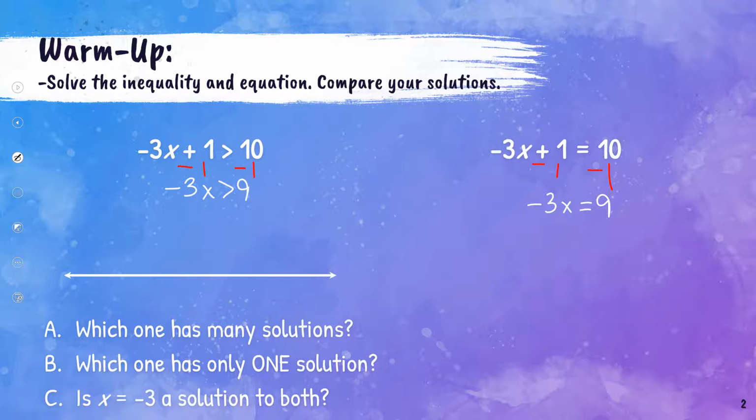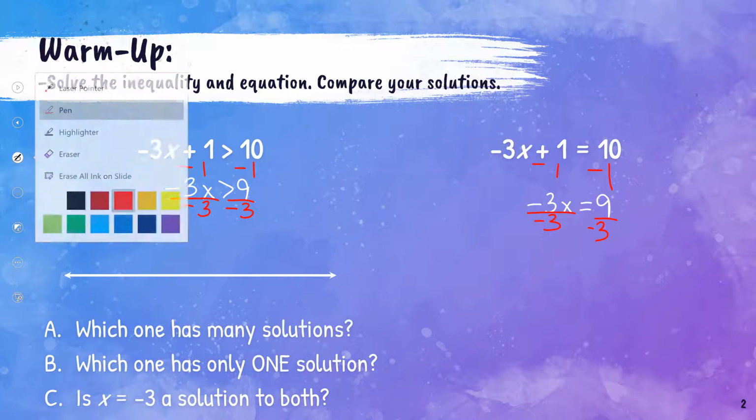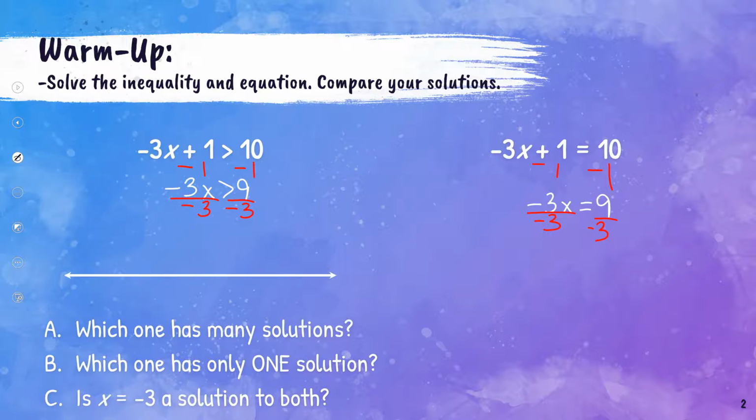Now, in both occasions, I want to isolate the variable x. Right now, x is being multiplied by negative 3. I have to do the opposite, which is dividing by negative 3. So I'm dividing my inequality by negative 3, and I'm going to divide my equation by negative 3. For my equation, that makes it pretty simple. I just divide both sides by negative 3, and I can say that x is equal to negative 3.